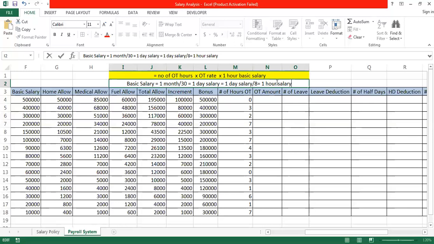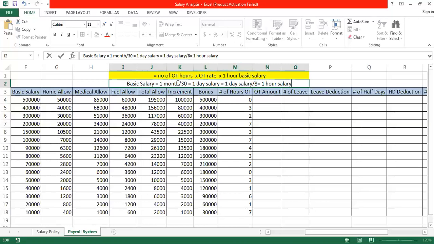The more hours he performs, the higher the rate will be. For example, instead of 100%, 110%, 130%, so he will get more salary benefits and incentives as an overtime salary. Or, if we directly convert our basic salary, which is for the entire month, into an hourly salary, we can do this instead of dividing by 30 and then dividing by 8.